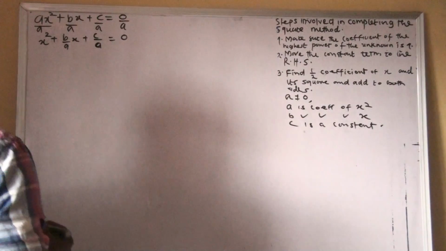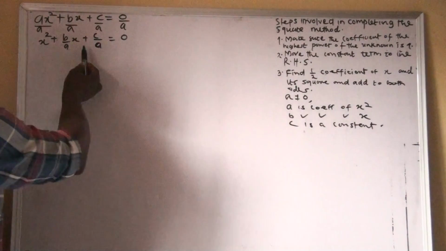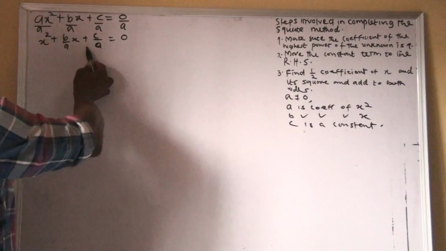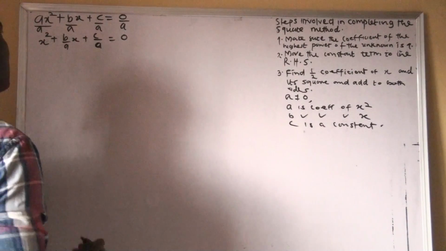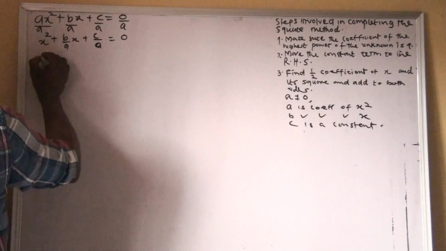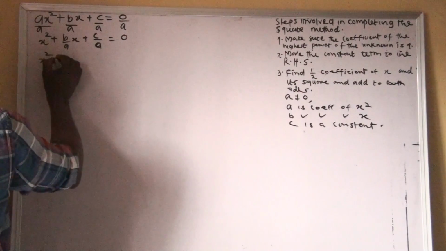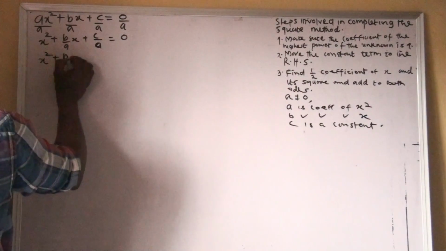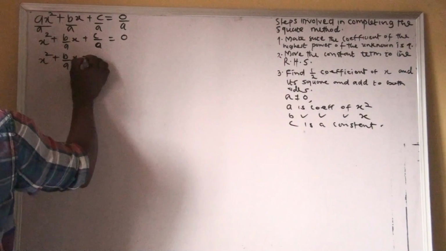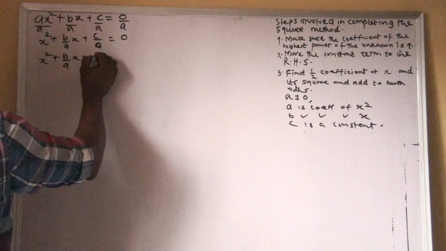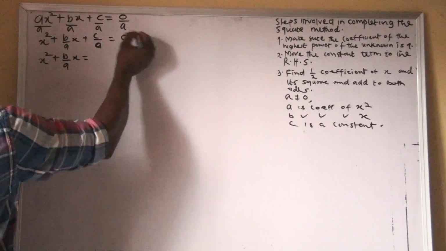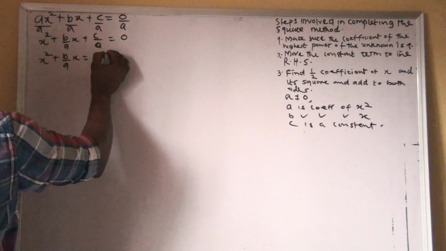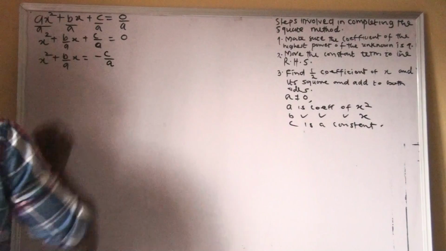Alright. The next step is to move this constant term, c over a, to the right hand side. If we do that, this becomes x squared plus b over a x. This is plus, and as it crosses to this side it becomes minus. That gives us minus c over a.